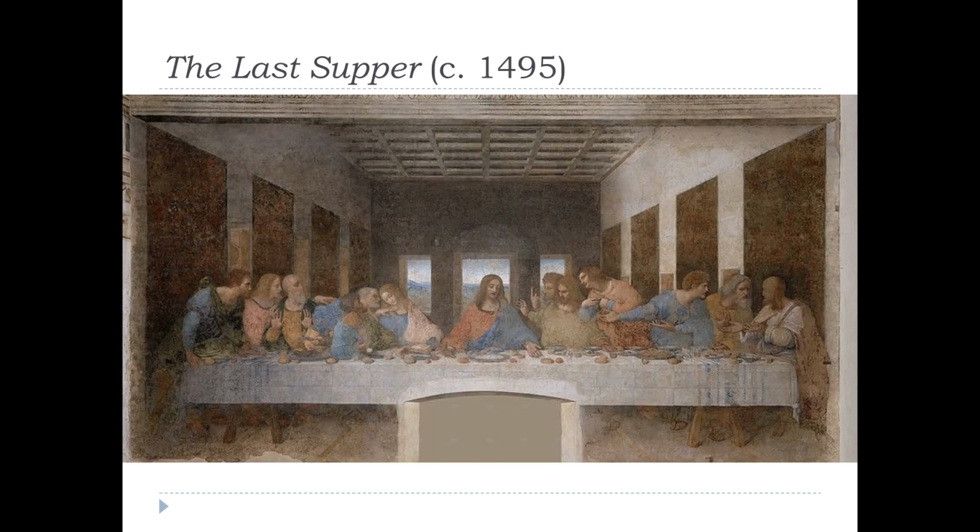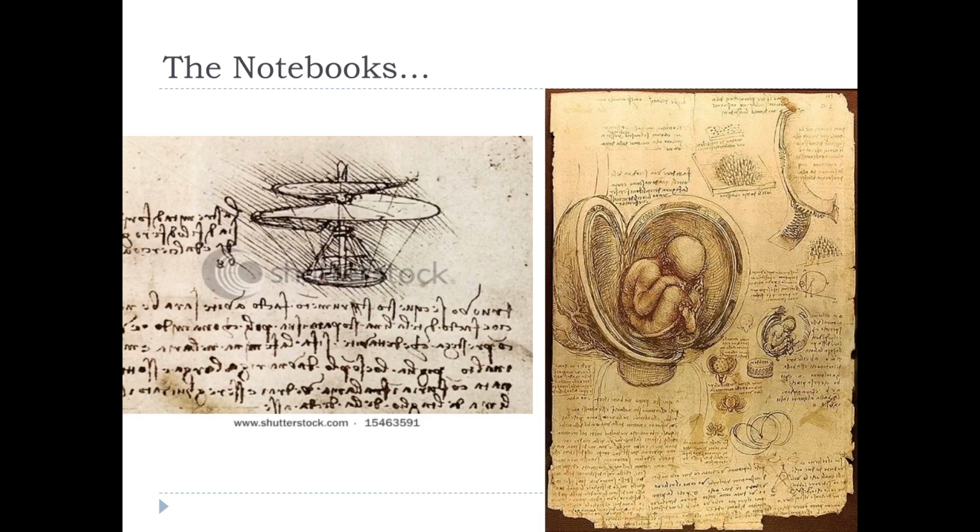This is The Last Supper, which was painted around 1495. And there's a sketch from his notebooks. On the left is, I'm trying to point with my mouse again, the helicopter, which you can see, principally speaking, is a pretty cool idea if you think you're talking about somebody doing these things in the 1450s.